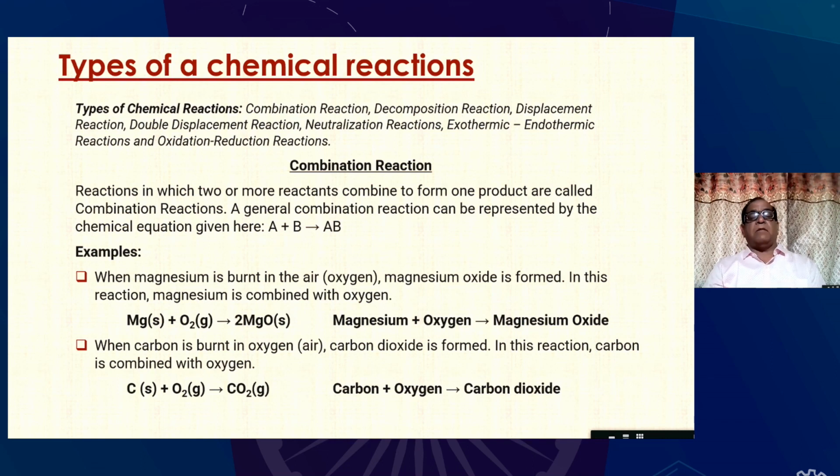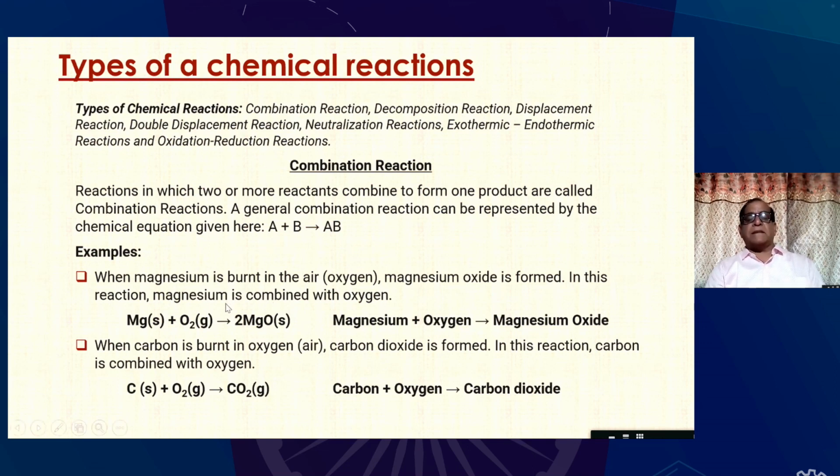The reactions in which two or more reactants combine to form one product are called combination reactions. A general combination reaction may be represented by the chemical equation given here: A plus B gives AB. So A plus B are the reactants and AB is formed as the product. That is, the reactants combine to form a product. These types of reactions are known as combination reactions.